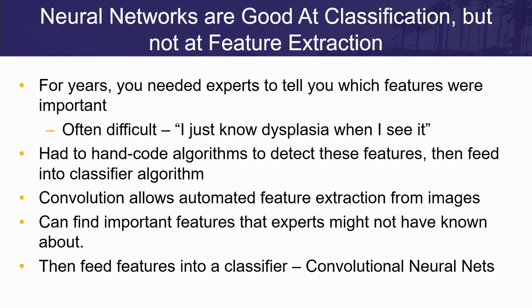A new technique called convolution allows automated feature extraction from images. And you can find important features that experts might not have known about. And they can feed into a classifier, and this is what's called convolutional neural nets, which are kind of a hot area right now, which basically speed up the process dramatically.